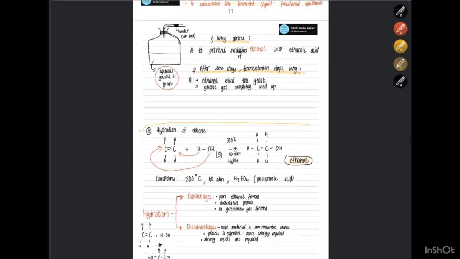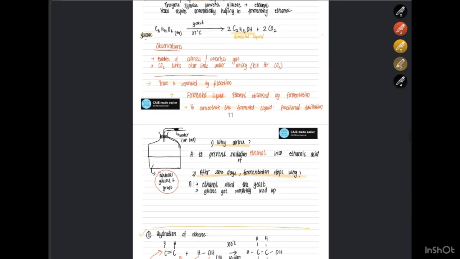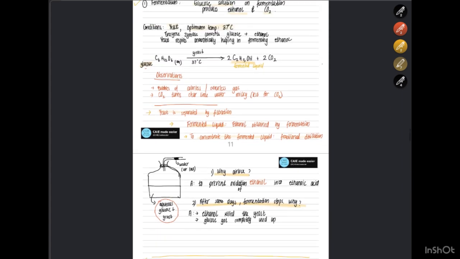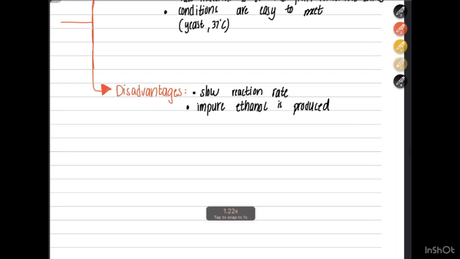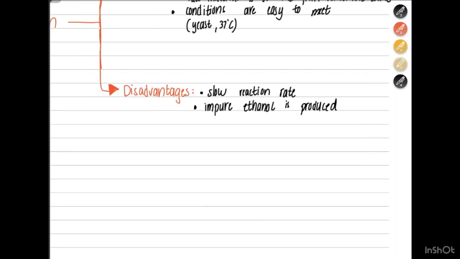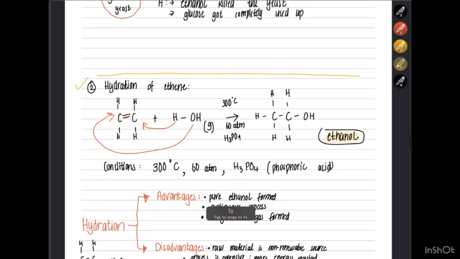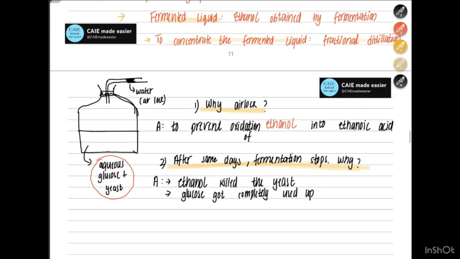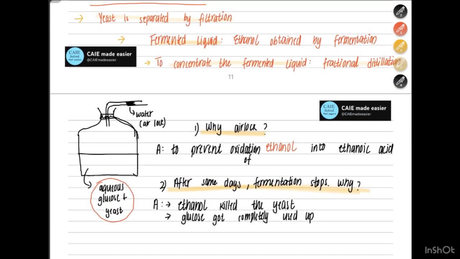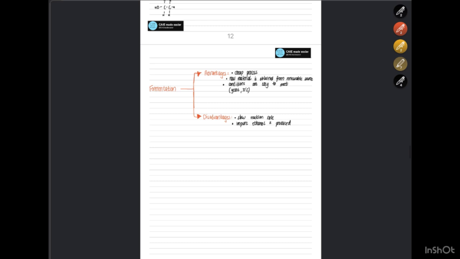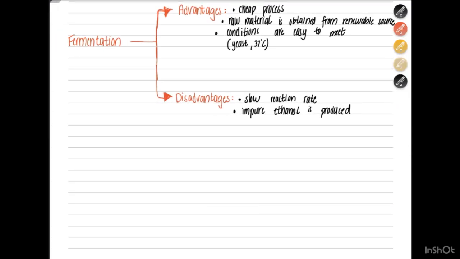Impure ethanol is produced because of this. Where is our fermentation? There. Some carbon dioxide gas is produced, and also yeast is going to be there. So you will need to filter out the yeast, and you will need to concentrate it, as mentioned here, and perform fractional distillation. So you will need to do both. You need to filter out the yeast, and you have to perform fractional distillation if you want to concentrate your ethanol.